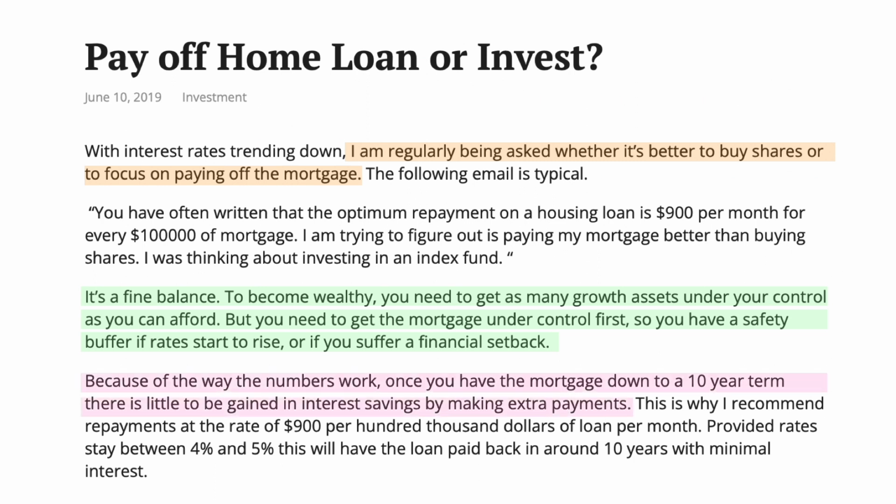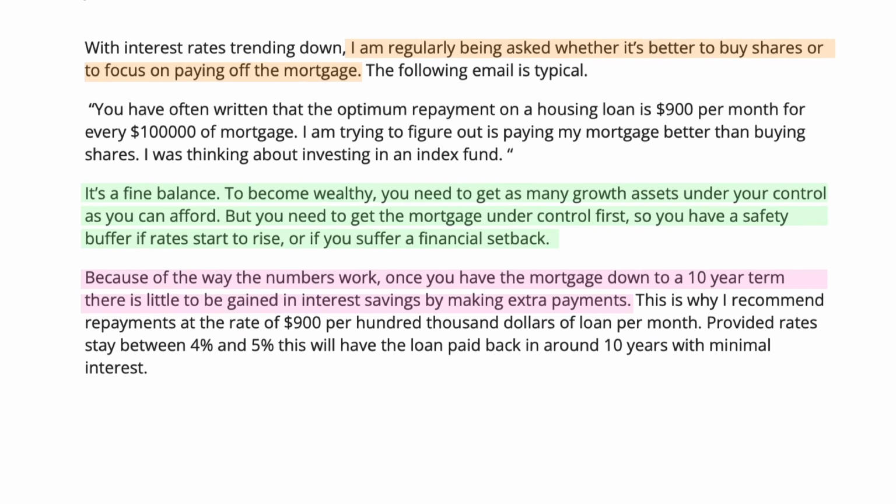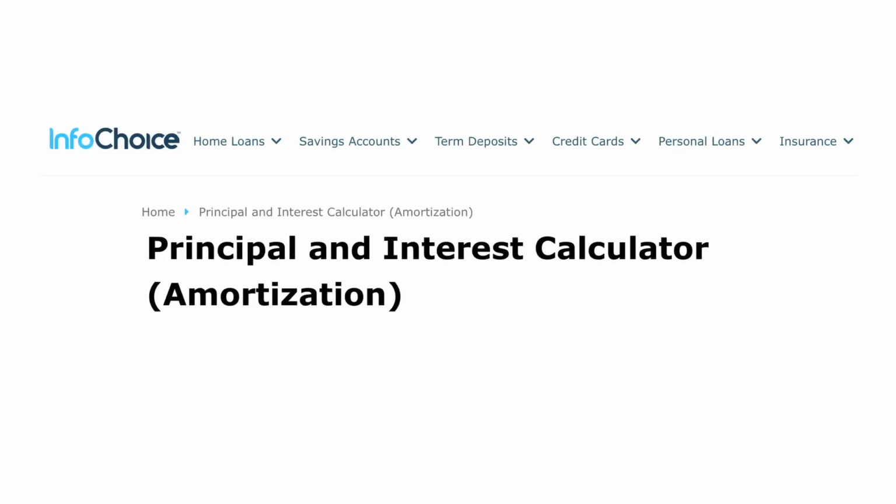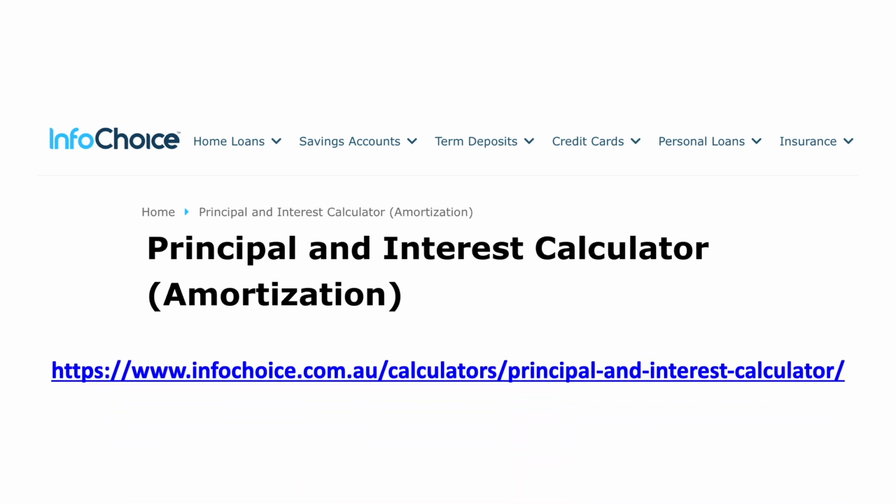He says that because of the way the numbers work, once you have the mortgage down to a 10-year term, there is little to be gained in interest savings by making extra repayments. So the first step is to see how much you will need to pay back each month to pay off your mortgage in 10 years' time. I like this principal and interest calculator from InfoChoice for this calculation, and I'll leave a link in the video description.